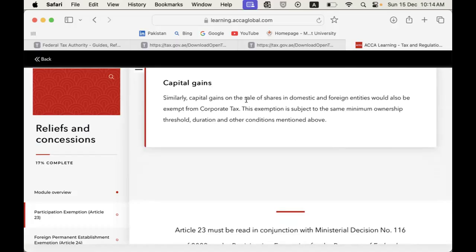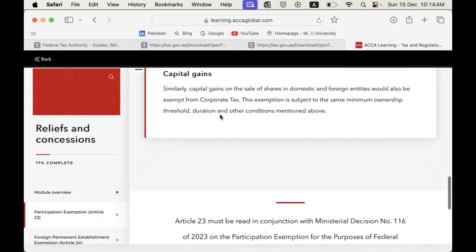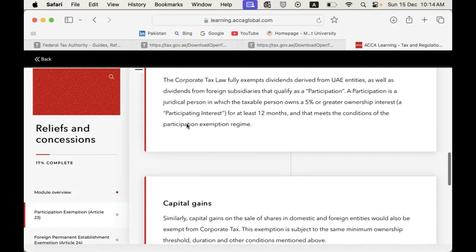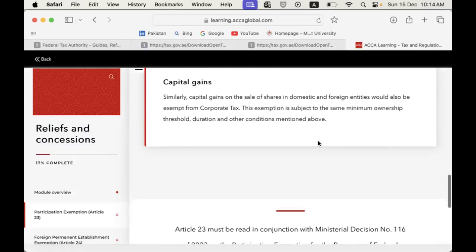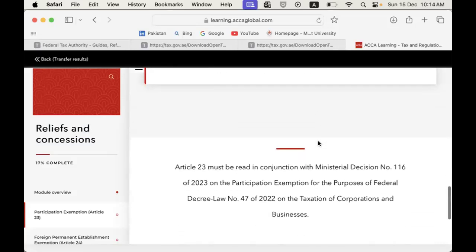Capital gains, similarly, capital gains on the sale of shares in domestic or foreign entities should also be exempt from corporate tax. So naturally, disposal of shares. This exemption is subject to the same minimum ownership threshold, which is 5%. Just to let you know, just a hint that this 5% was later on further elaborated through a decision. We will probably see the reference to it.